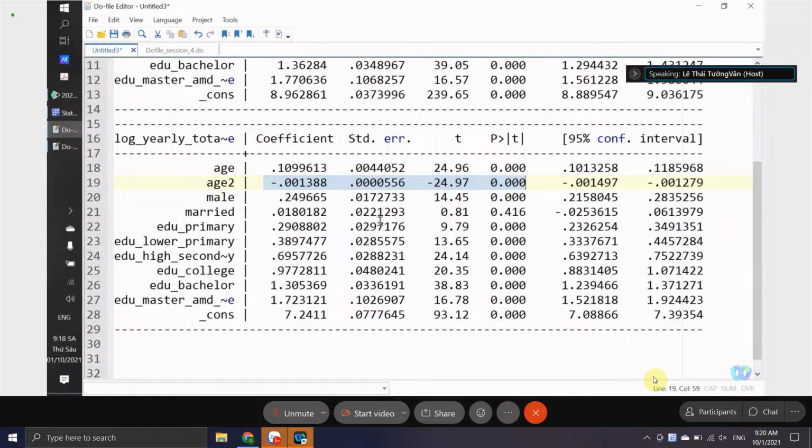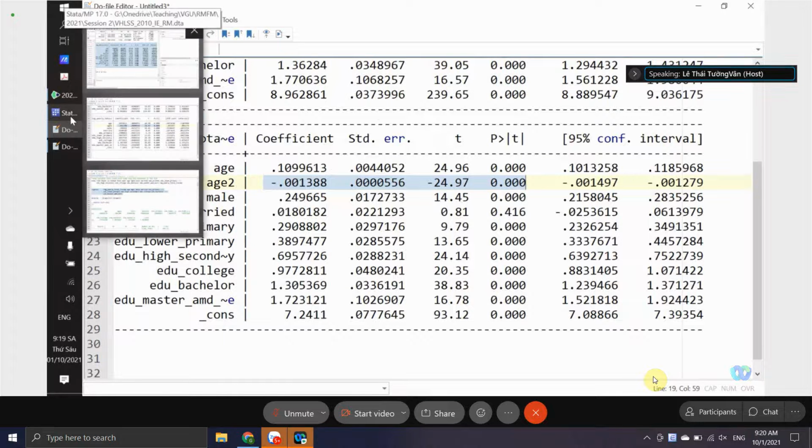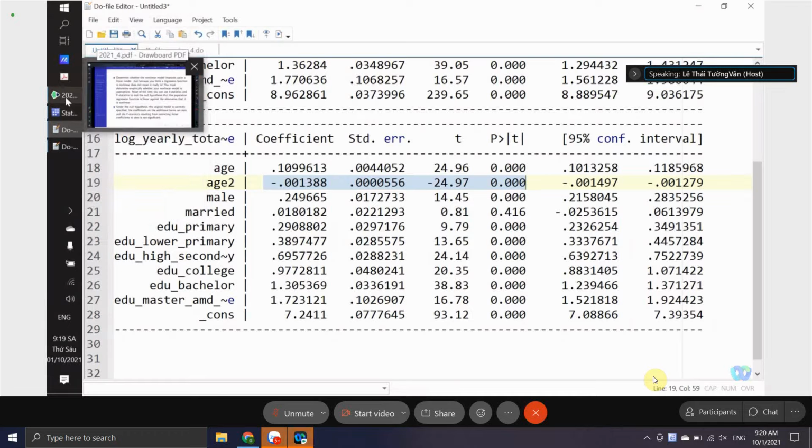In that way, we can interpret that after people start working, they will gain higher wages and salary. But after some time, that impact will wear out, and they no longer earn higher wages and salary just because they get older. Getting older will not give you more wages and salary.